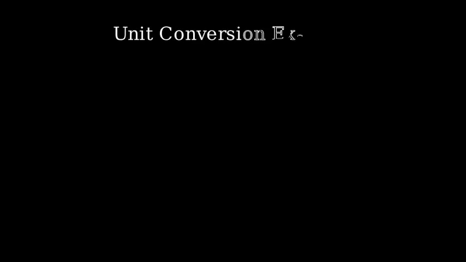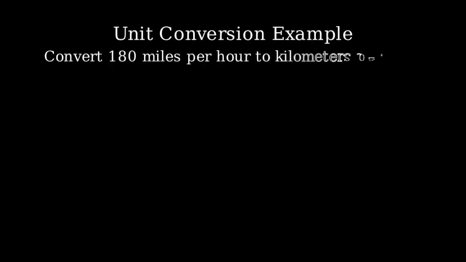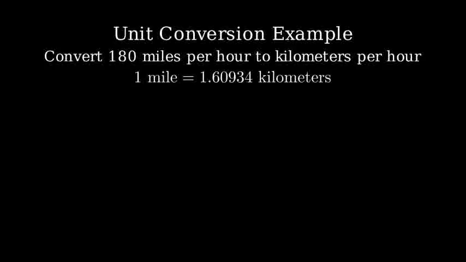Let's learn how to convert units using conversion factors. In this example, we'll convert 180 miles per hour to kilometers per hour. The key to solving unit conversion problems is to use conversion factors. We know that 1 mile equals 1.60934 kilometers. Let's set up our conversion using proportions.